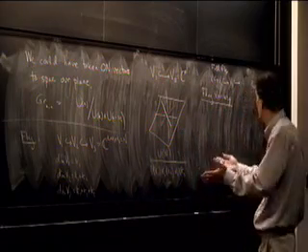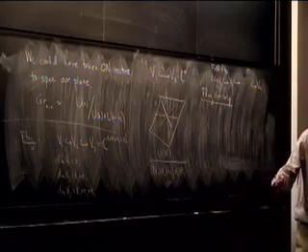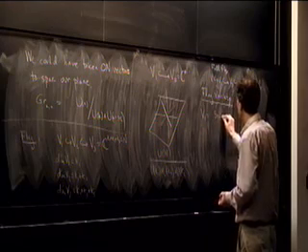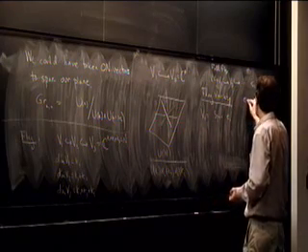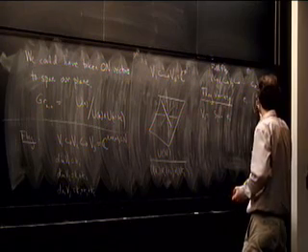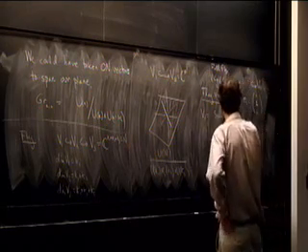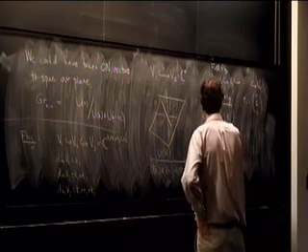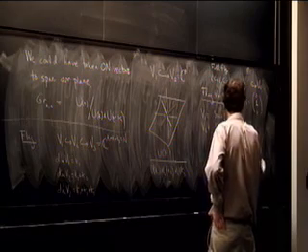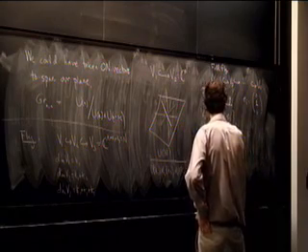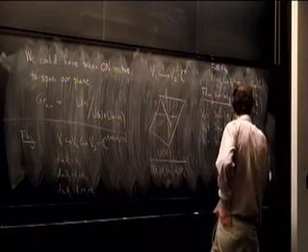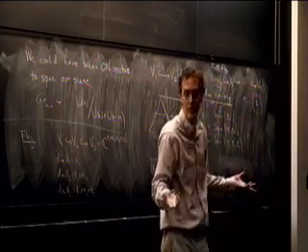Well, let's take a particular flag, okay? So let V1 be the span of E1. So EI will be the vector with a 1 in the ith place, and 0 else. Okay? So V1 is the span of E1. V2 is the span of E1 and E2. V3 is the span of E1, E2, and E3, and so forth. So that's a particular flag.